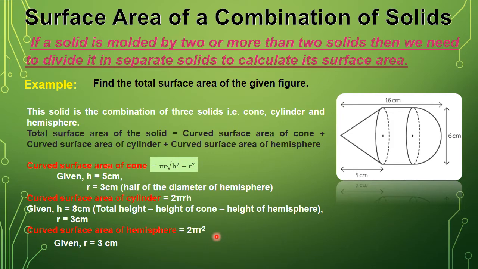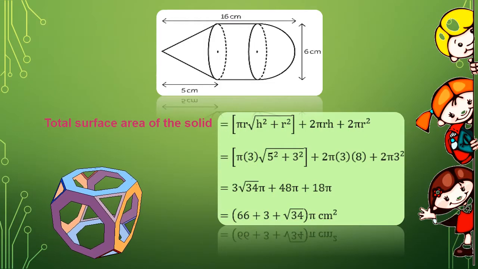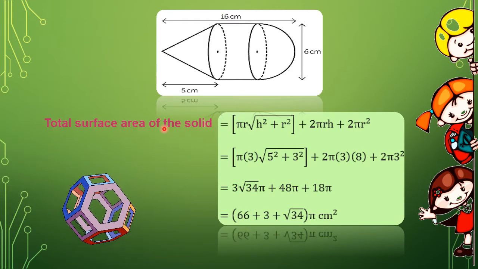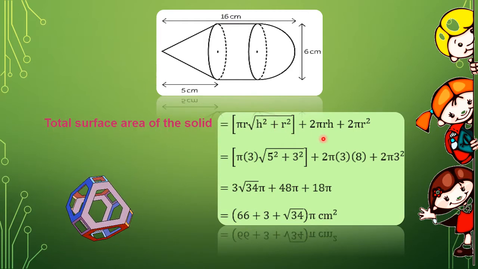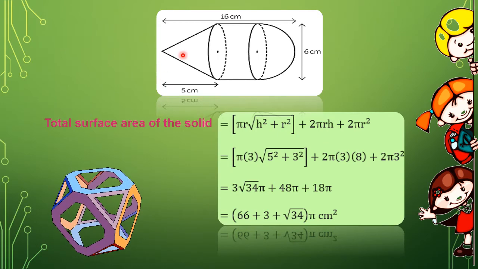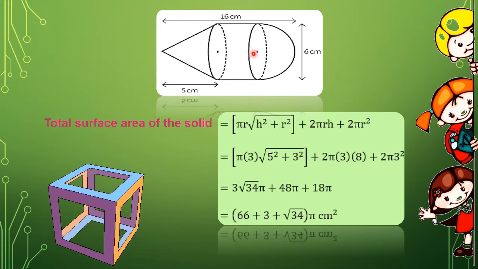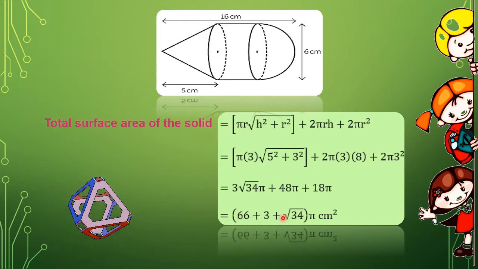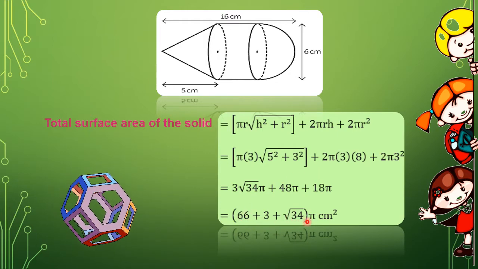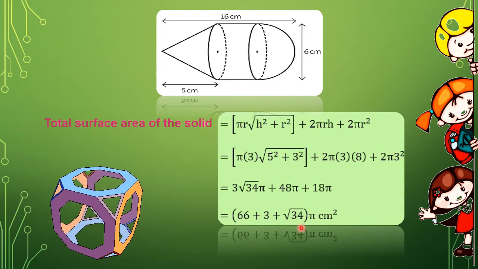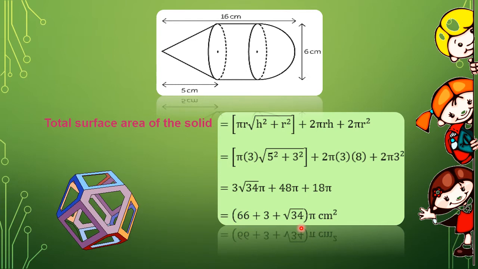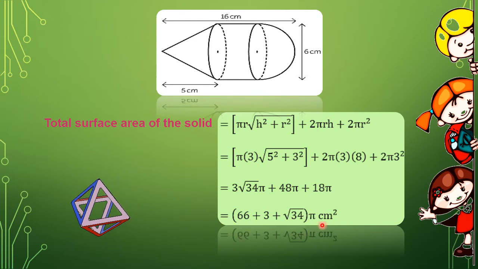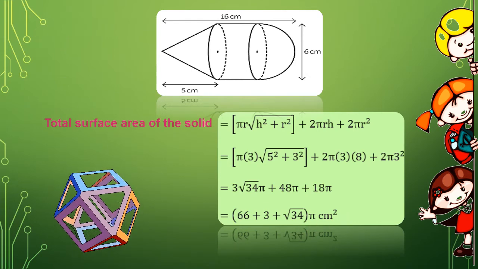Now we just have to simply add and substitute the values. So here you can see how to calculate the surface area of the solid. Just add all these curved surface areas, that is the curved surface area of cylinder plus cone and a hemisphere. So after substituting the values, we'll get it as 66 plus 3 plus under root 34 pi. And further also we can solve. Fine. So it's your task. You have to solve it further and find the final answer. And the answer will be in centimeters square. I hope this is clear to you.